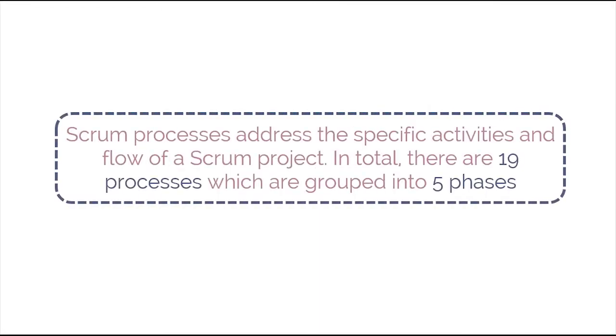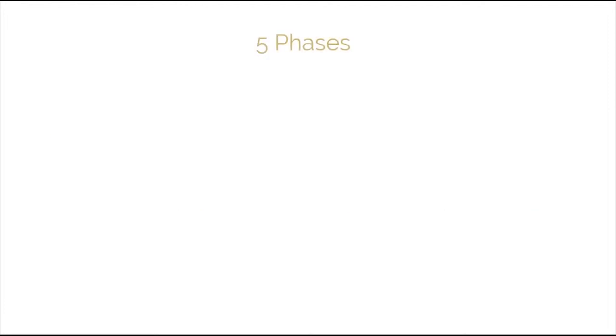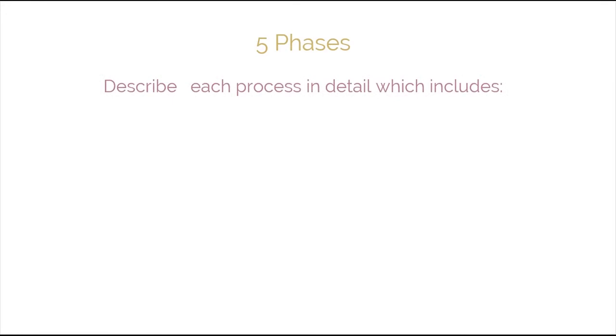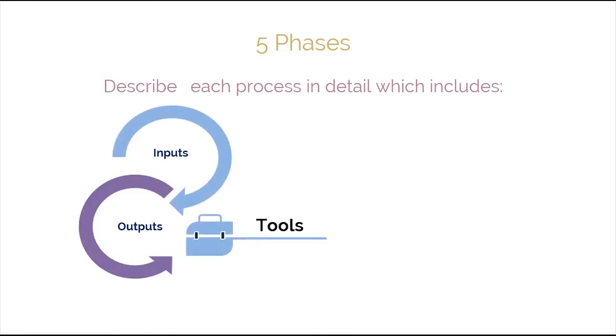Scrum processes address the specific activities and flow of a Scrum project. In total, there are 19 processes, which are grouped into 5 phases. These phases are presented in chapters 8 through 12 of the SBOK Guide. These 5 phases describe each process in detail, including the associated inputs, tools, and outputs.